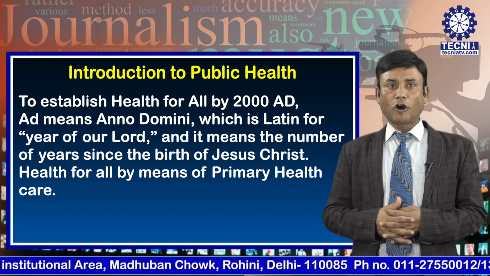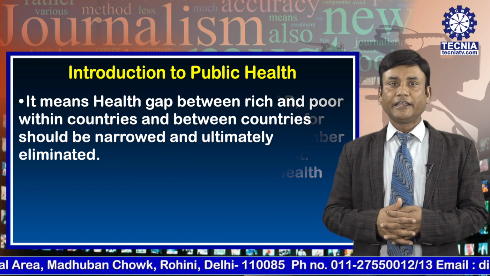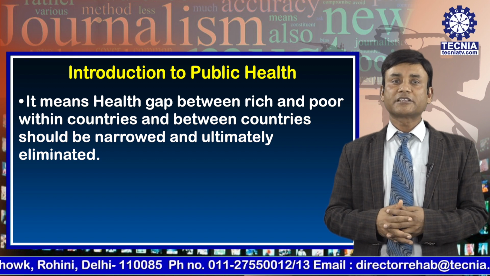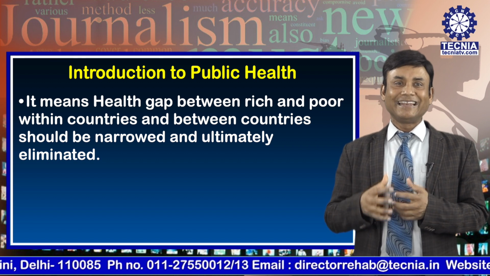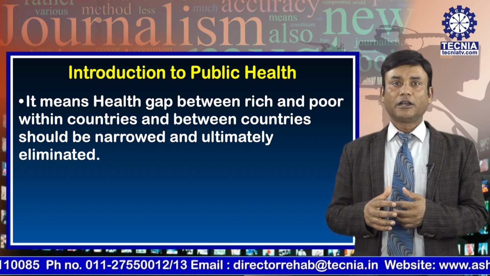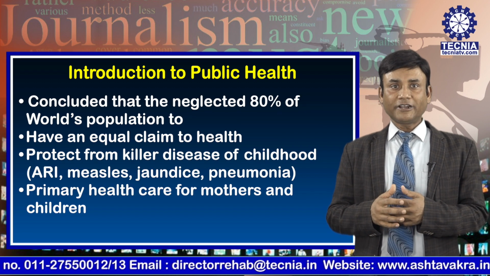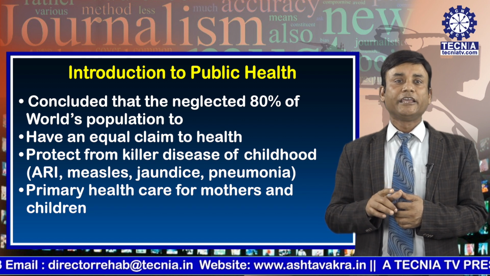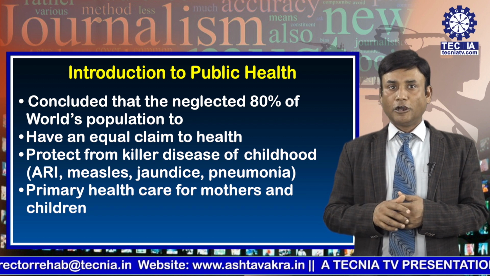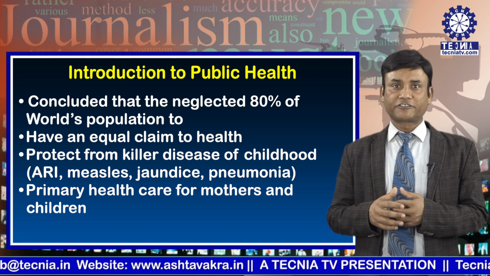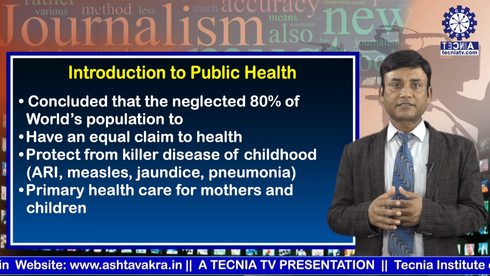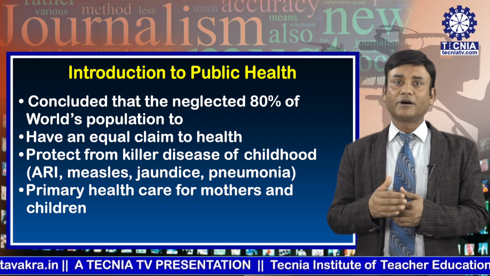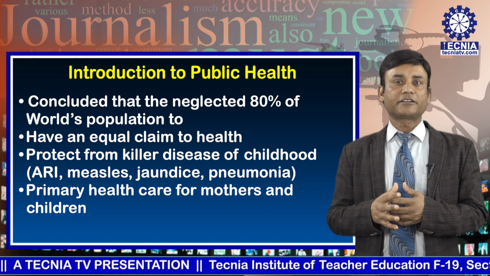So, health for all by means of primary health care. It means the health gap between the rich and poor within countries, and between countries, should be narrowed and ultimately eliminated. It concluded that the neglected 80% of the world population have an equal claim to health. Protect from killer diseases of childhood like ARI, measles, jaundice, pneumonia, and primary health care for mothers and children.